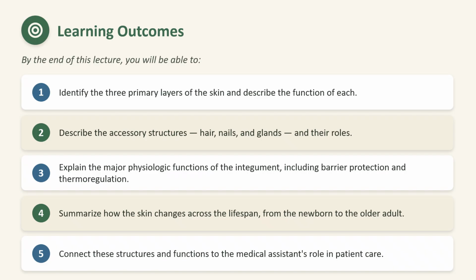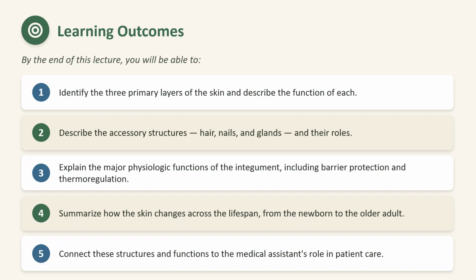Before we get into the material, here's our roadmap. These are the 5 things you should be able to do when we finish. First, identify the 3 primary layers of the skin, the epidermis, the dermis, and the hypodermis, and describe what each one does. If you can only remember one visual from today, make it that 3-layer stack.